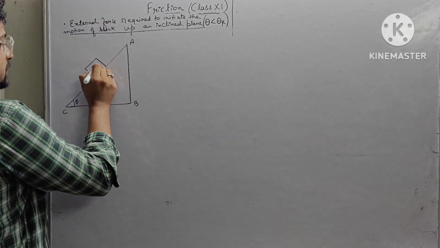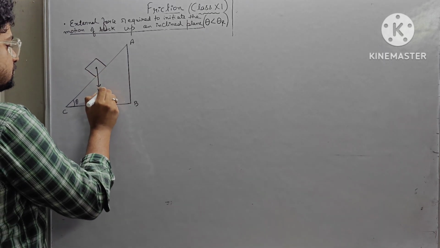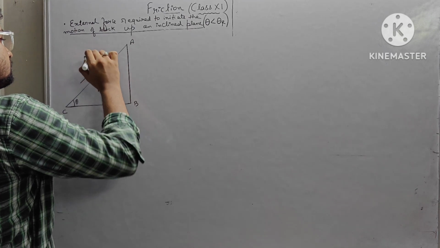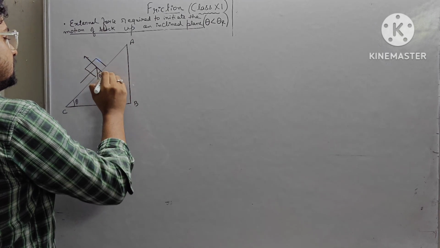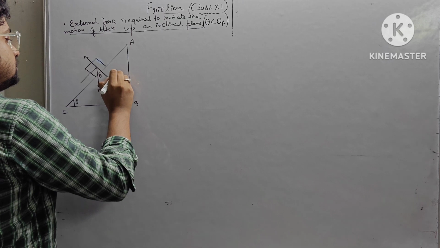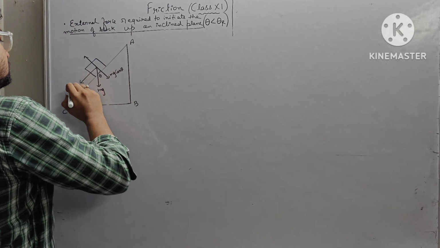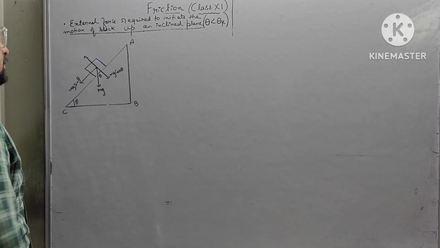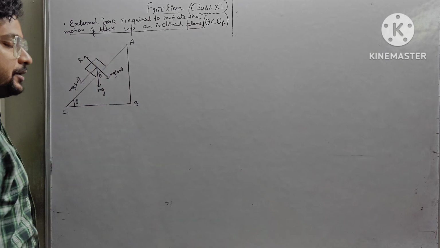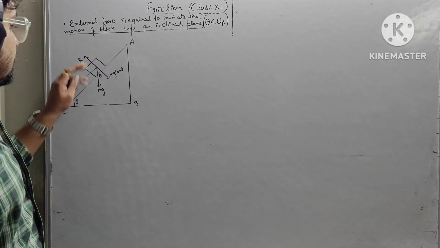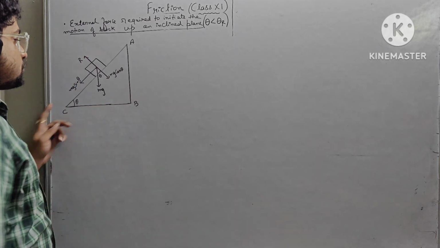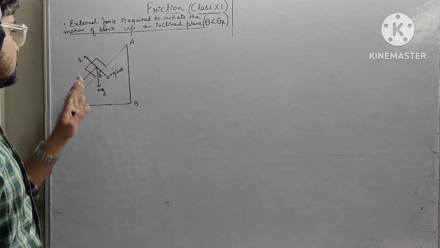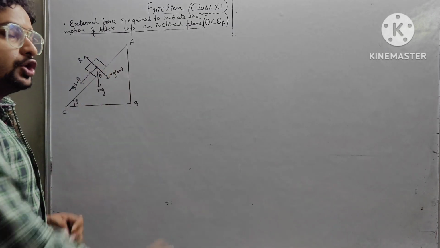So let's see what forces are acting. This is mg, this is mg cos theta, this is mg sin theta, and this is R. Over here the block is simply kept in this way, so the block is not moving.